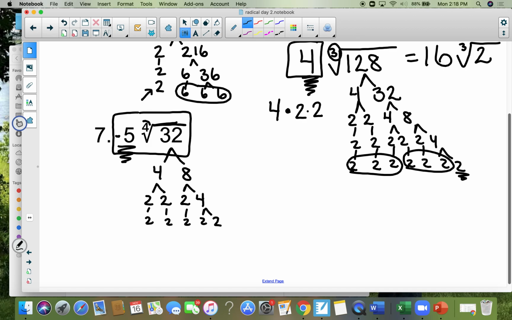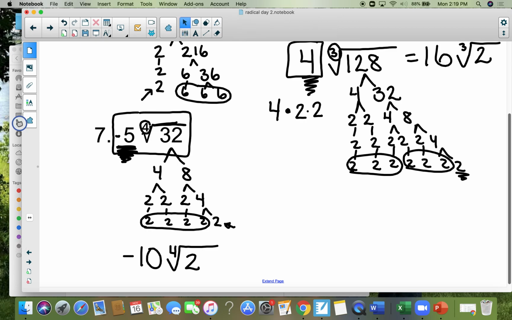We are looking for 4's. Circle 4 of a kind. Circle 4 of a kind. And for every 4 you circle, you can take 1 out. So I can take out a 2. There's a -5 on the outside already. So a -5 times 2 is a -10. Everybody see how I got a -10? A -5's already outside, and I can bring a 2 out to join the -10. But I still have underneath my 4th root, there's still a lingering 2 that has to stay inside. So this was very similar to day 1 radicals.